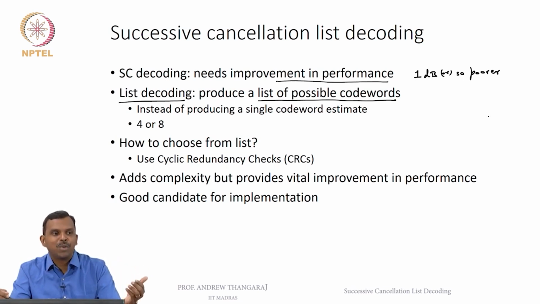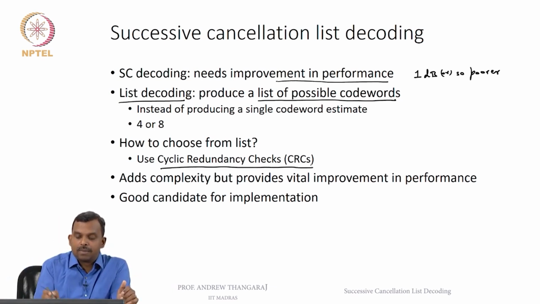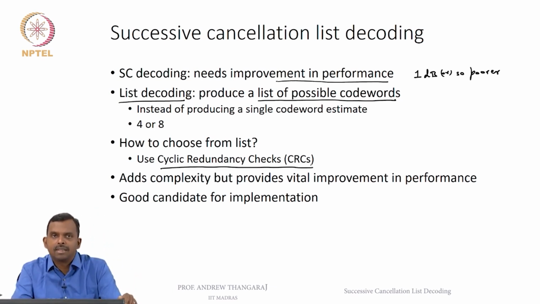Okay. So, in the communication chain, what do you do? The decoder gives you multiple code words. Okay. So, of course, you have to do something. So, usually what people do is use cyclic redundancy checks. Okay. So, it turns out CRC is another code that is used for error detection.